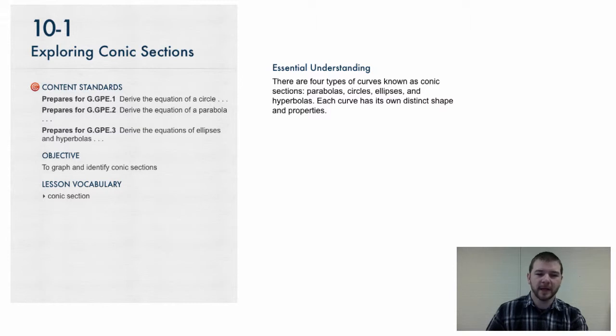10-1, Exploring Conic Sections. The objective of this section: to graph and identify conic sections. Lesson vocabulary: conic section, and an essential understanding. There are 4 types of curves known as conic sections: parabolas, circles, ellipses, and hyperbolas. Each curve has its own distinct shape and properties.